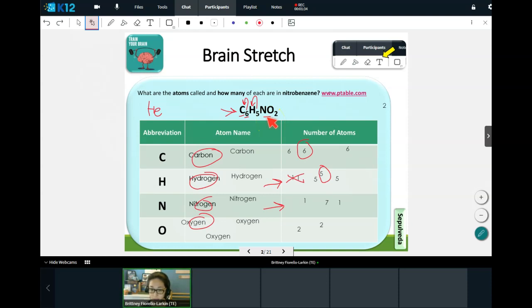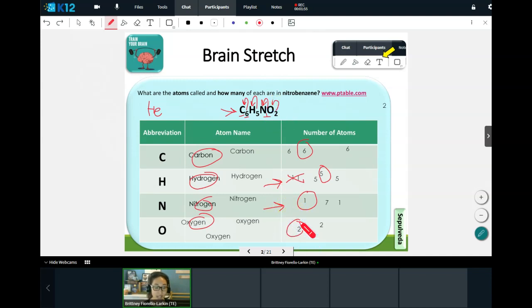Excellent. I see Shelbs in the chat box. Again, it doesn't mean 0. If it meant 0, I would just delete the N. But it just means 1, because anything times 1 is still itself. So N times 1 is still going to be nitrogen, so scientists don't bother writing it. So the correct answer here is actually 1, not 7. And then taking a look here, 2 is the subscript for oxygen, and so there are 2 oxygens.